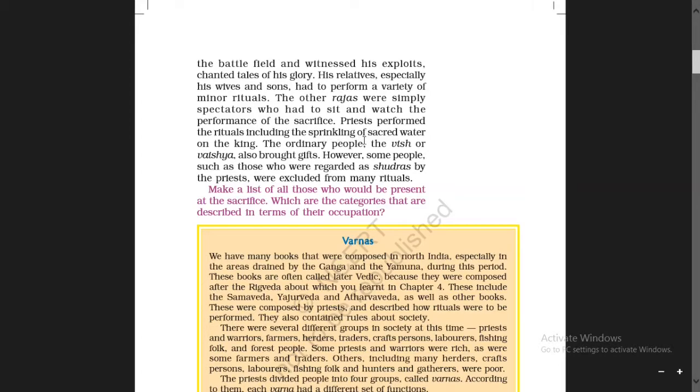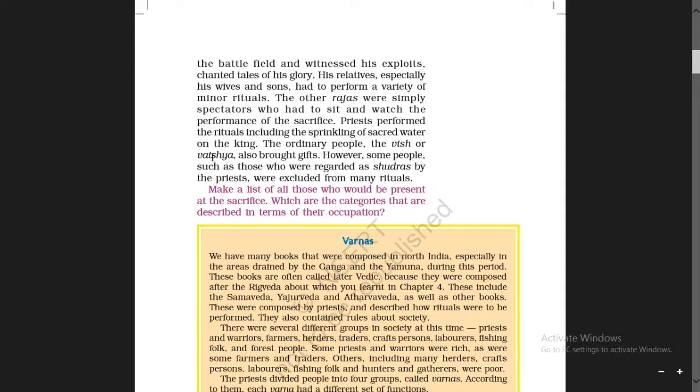The ordinary people, the Vish or Vaishya, also brought gifts. Ordinary people were such as Vish or Vaishya. Vaishya means a Hindu caste, and they belong to merchants and farmers. They also used to bring gifts for the Raja.